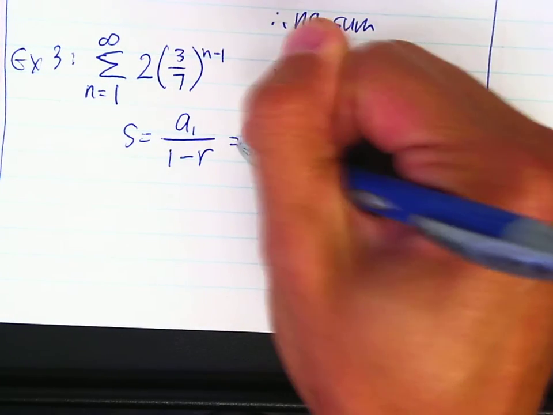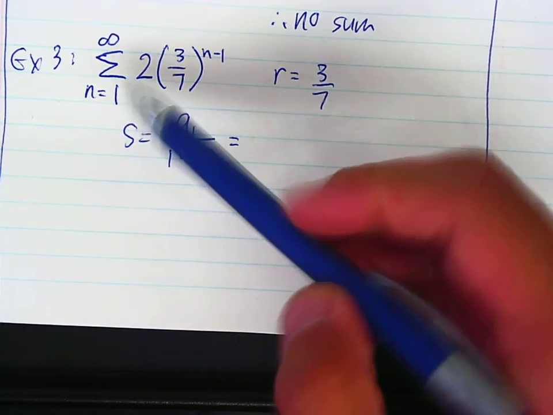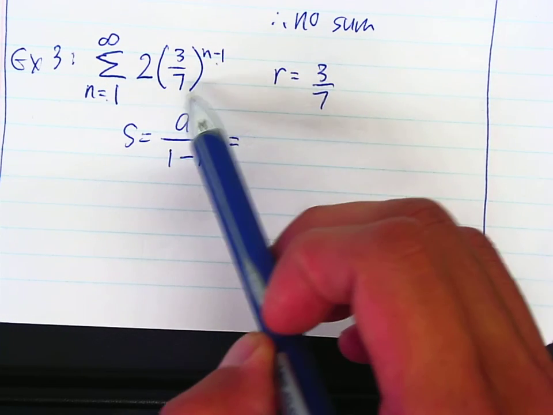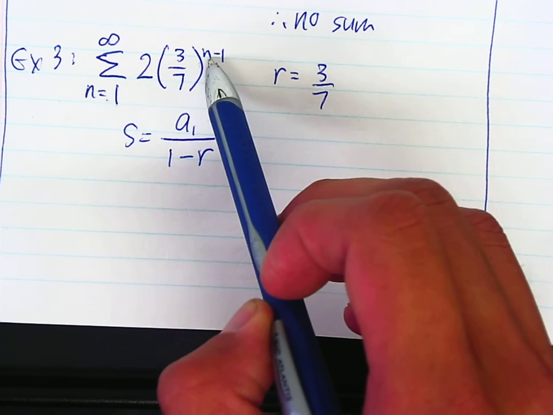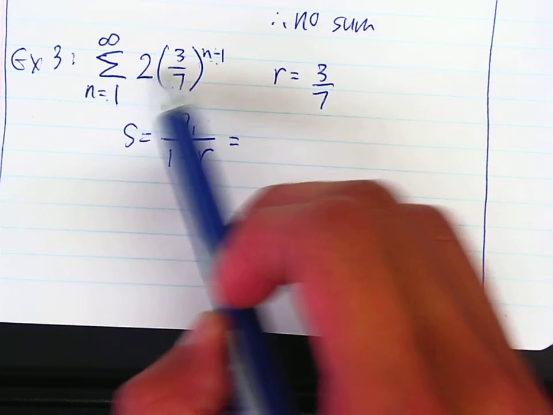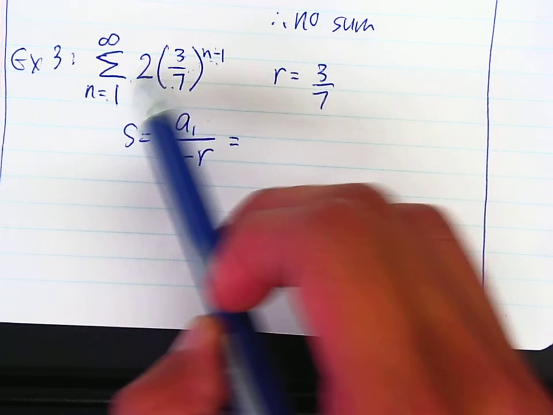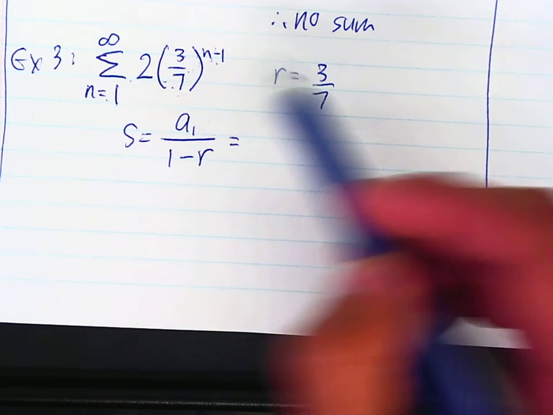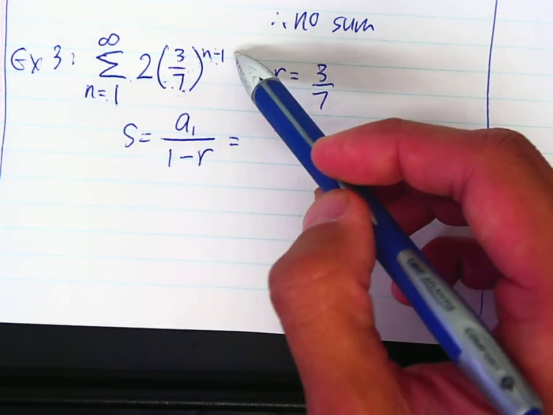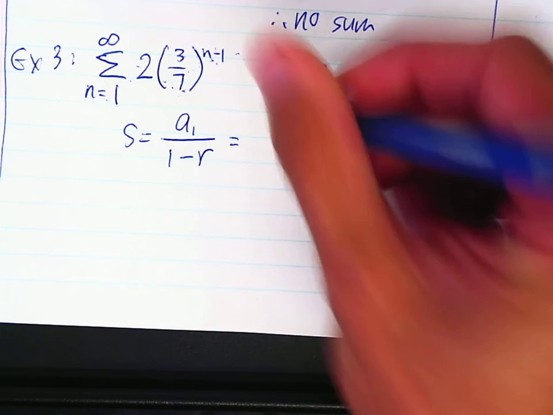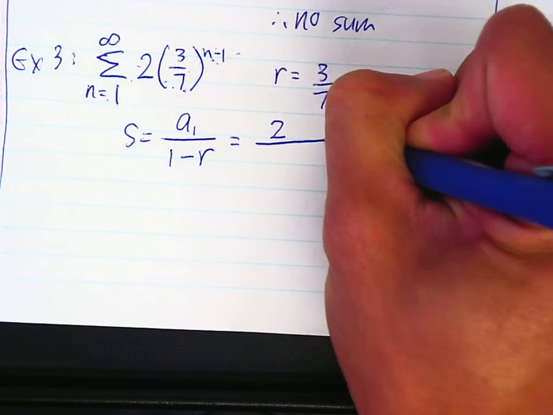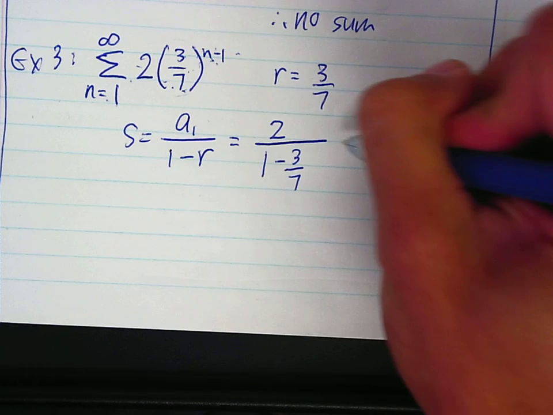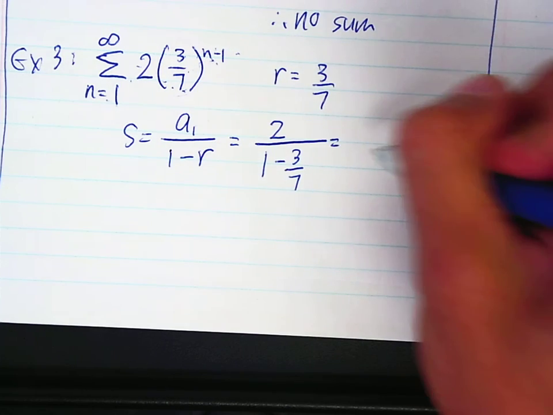So a1 is going to be the first term, so I'm going to plug in 1 into here, and make sure you follow your order of operations. If I plug in 1 here, it'll be 3/7 to the 0. Do not multiply the 2 and the 3/7 first. I have to take 3/7 to the 0 power and then multiply by 2. So 3/7 to the 0 power is 1. 1 times 2 is 2. I know my r is 3/7. Okay, and then from there I just have to do some math.